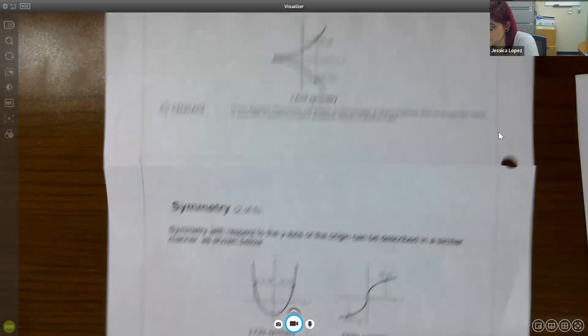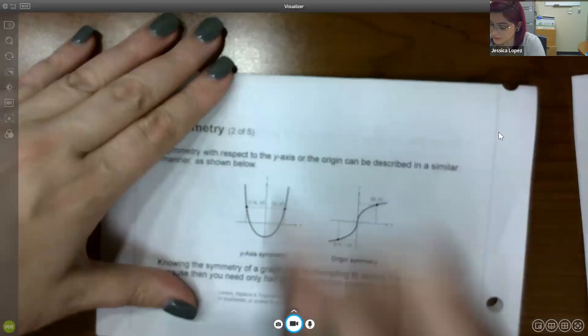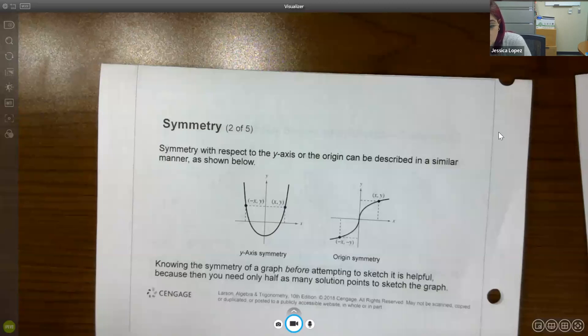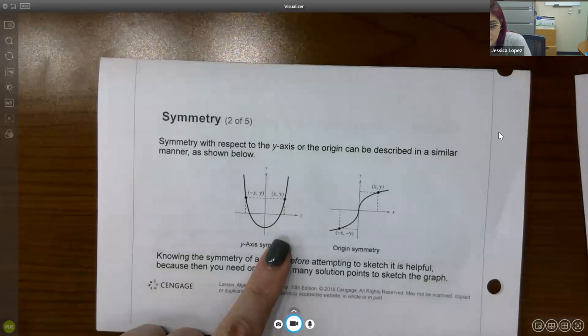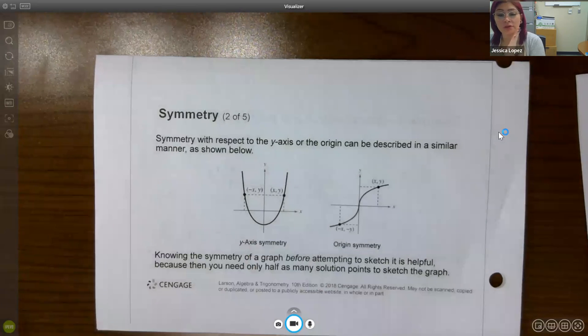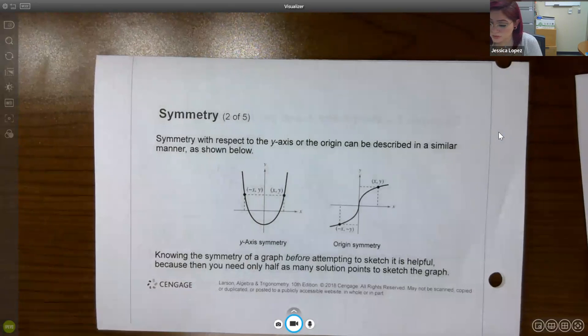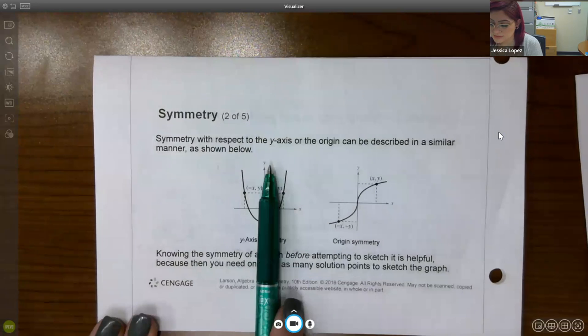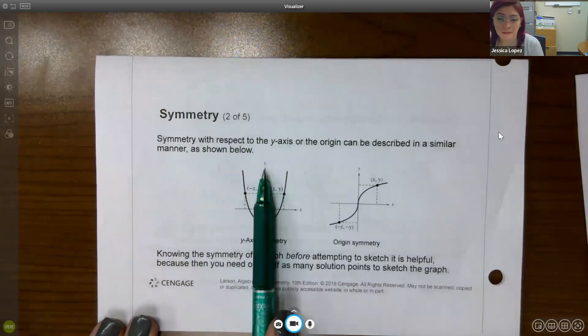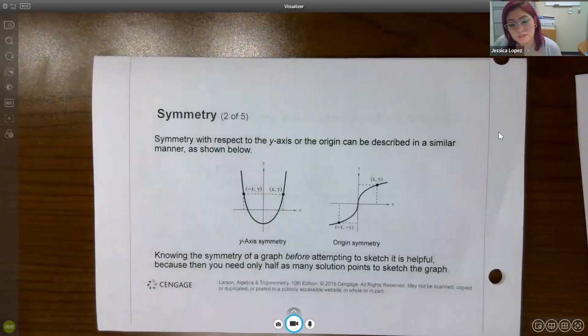Similarly, symmetry with respect to the y-axis is if you were to create, here's a graph, and if you were to fold the paper on the y-axis, the left side and the right side would mirror each other with the y-axis acting like the mirror.